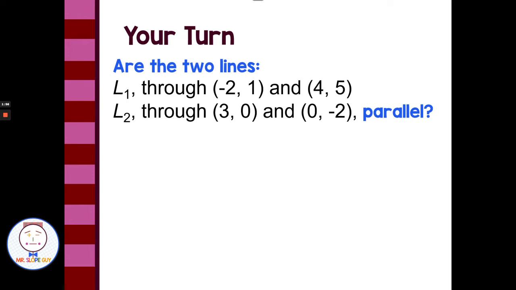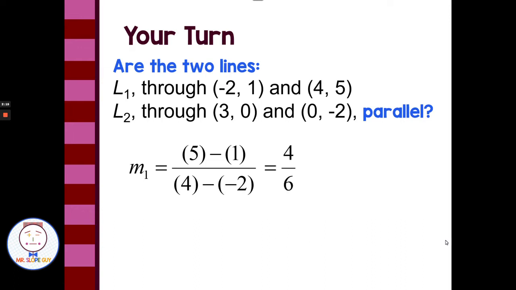All right, welcome back. So we need to find the slope of these two lines so that we can compare the slope. We're looking for the same slope for them to be parallel, or in this case, different slopes, and they wouldn't be parallel. So line 1, if I do 5 minus 1 over 4 minus negative 2 to find the slope, I get a slope of 4/6, which reduces to 2/3.